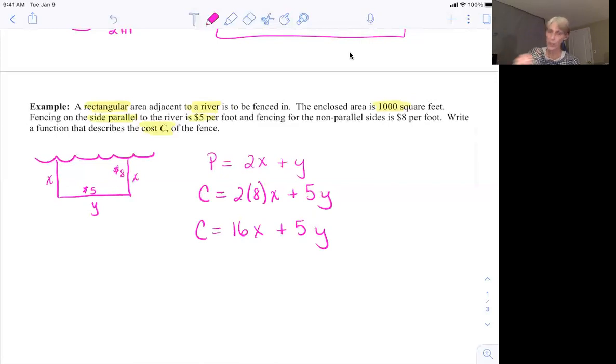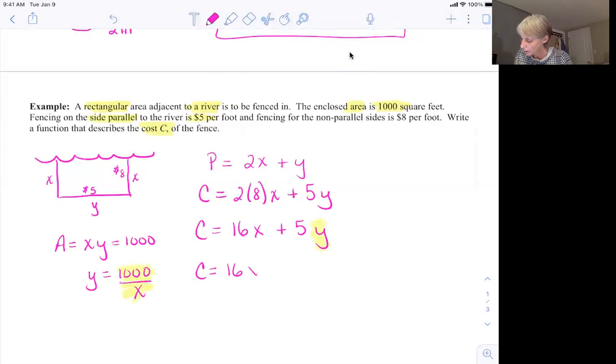So I go back into my original information, the enclosed area. Okay, that word is important. We've never really done it this way before. Now this time, my area, which is length times width, right, is going to be 1,000. So once again, here's how I relate my variables. Y is 1,000 over x. And I'm going to take what I got for y here and put that guy right there. So my cost function is 16x plus 5 times 1,000 over x.